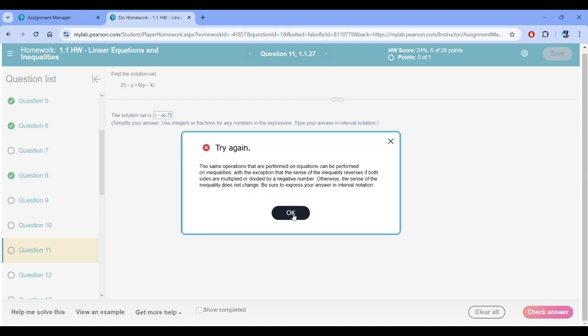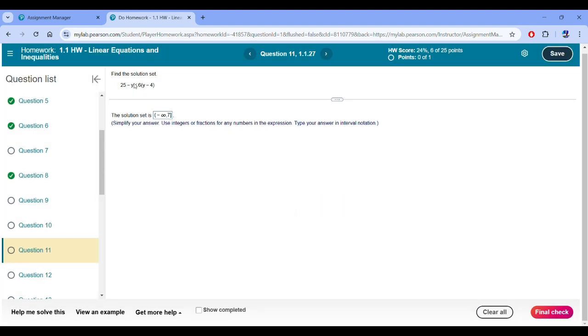The sense of inequality changes if both sides are multiplied or divided by a negative. I didn't divide or multiply by a negative. 49 divided by 7, 7 is less than y.